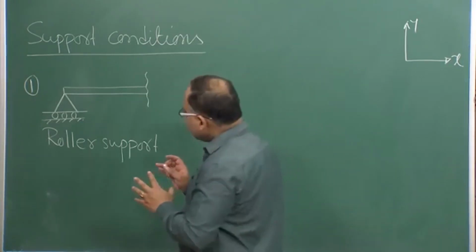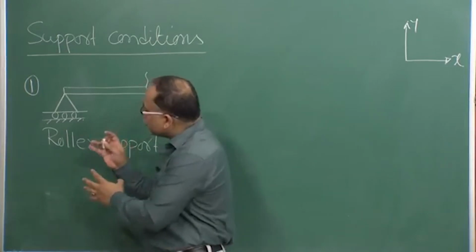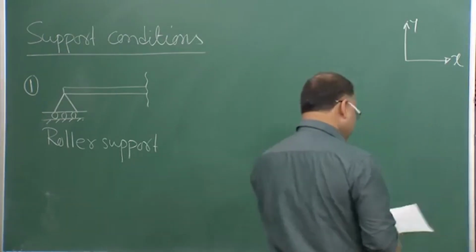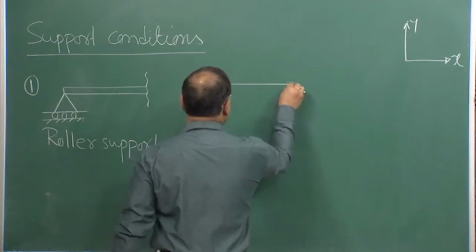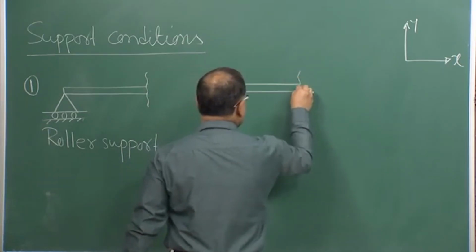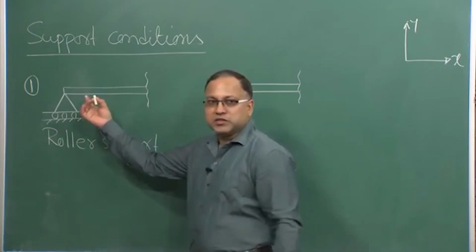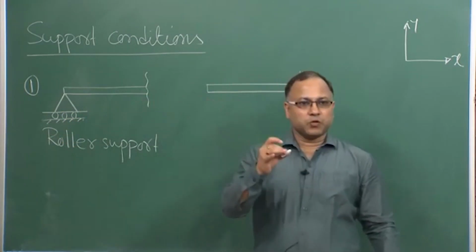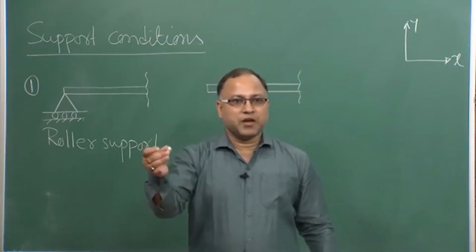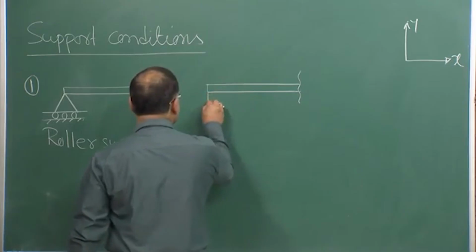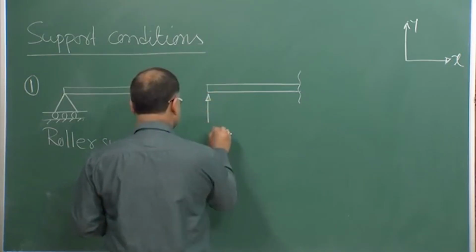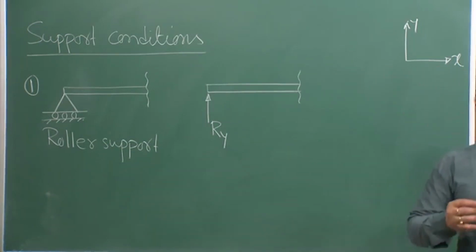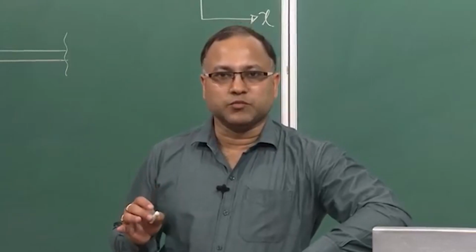Once I want to show the free body diagram of this beam, it will be like this. So, this is your beam. Free body diagram means you want to separate the beam out from the system, that means you are replacing the support by putting some externally applied forces. So, what forces will be there then? Only the vertical reaction. So, this is the typical behavior of a roller support.